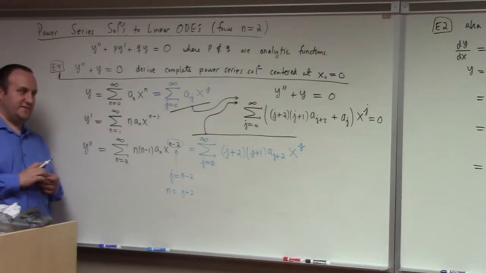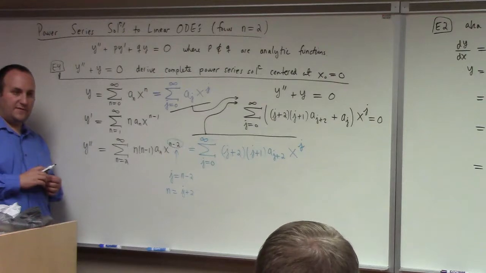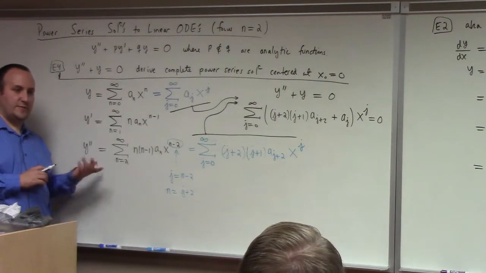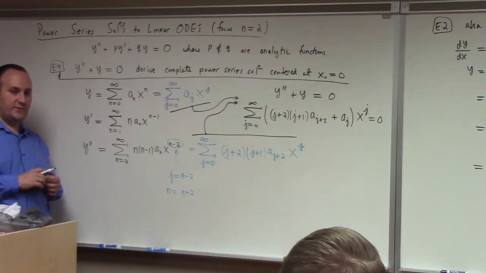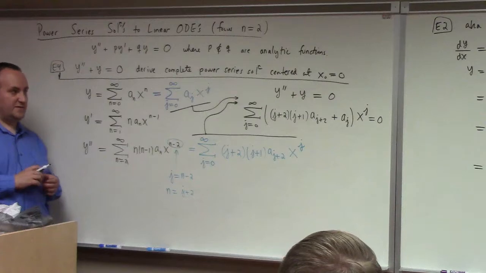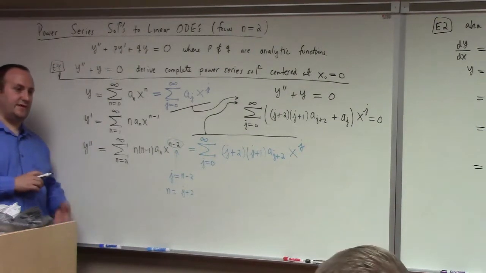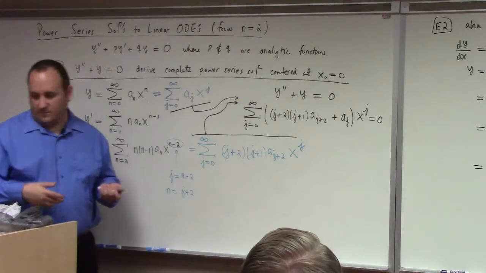So what we're saying is that this power series, formed by the coefficients and some numbers, has to be 0, right? The only way that that can be 0 is if it's 0 order by order by order by order. So it has to be 0 when j equals 0, when j equals 1, when j equals 2, when j equals 3. And to understand that, we have to start writing it out.